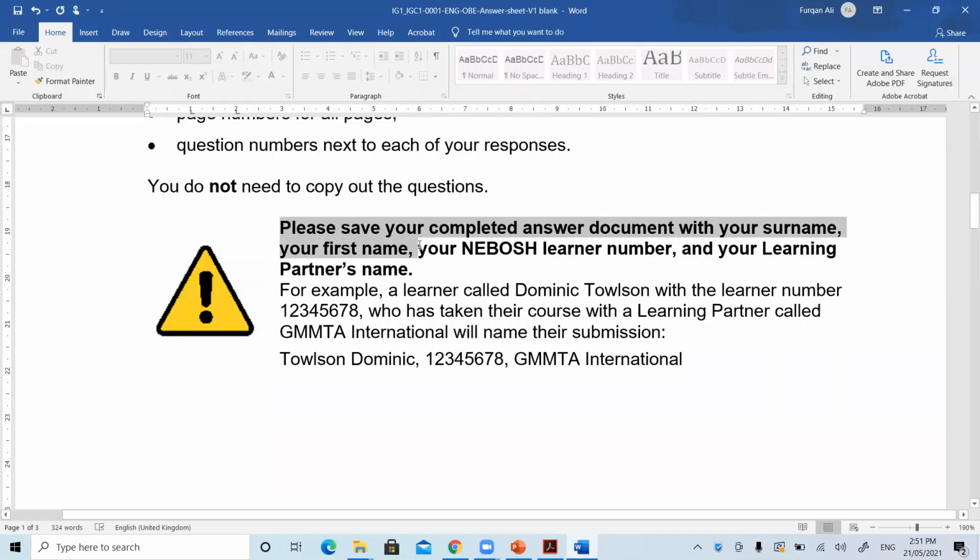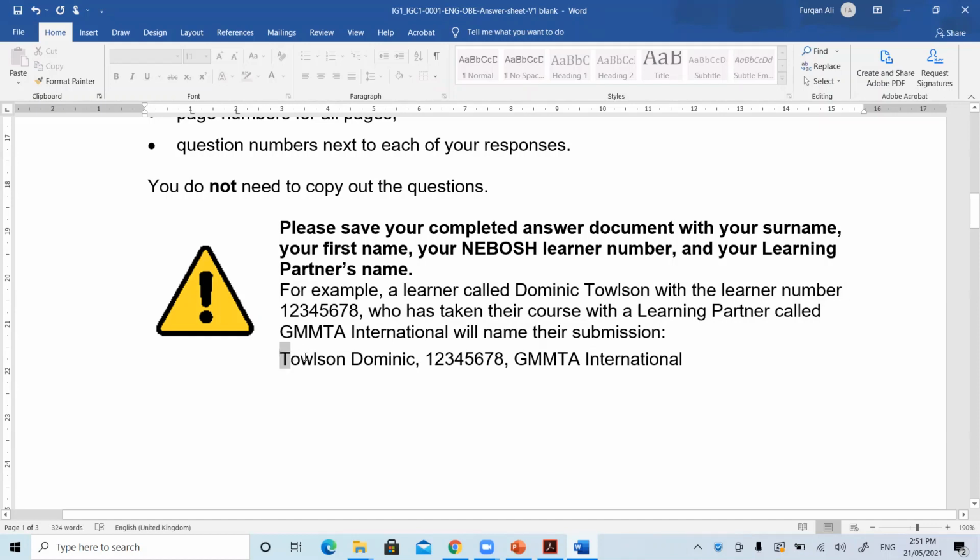Surname, username, your learner number, and the learning partner's name. So when you rename this, first there should be your surname, then your first name, then your learner number and your learning partner's name. For example, a learner called Dominic Towlson, the learner number 1235678, who has taken the course with learning partner called GMTA, he will name their submission as follows.